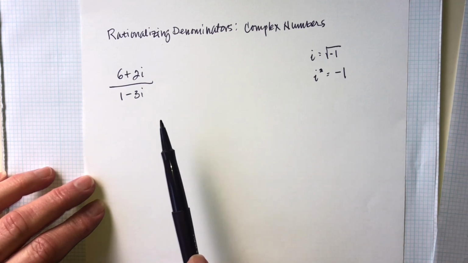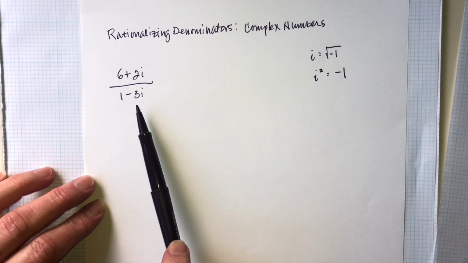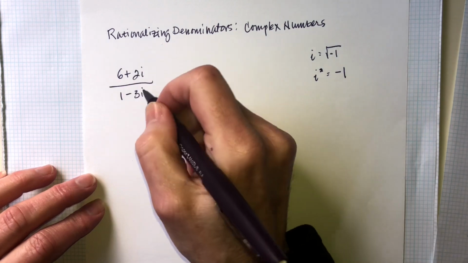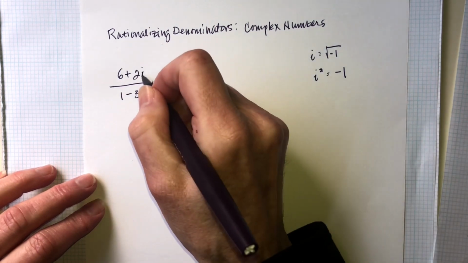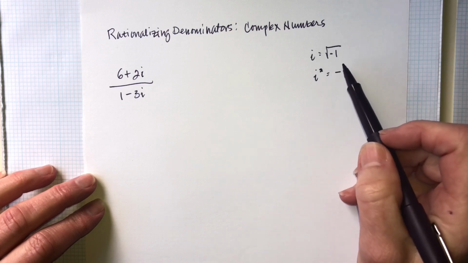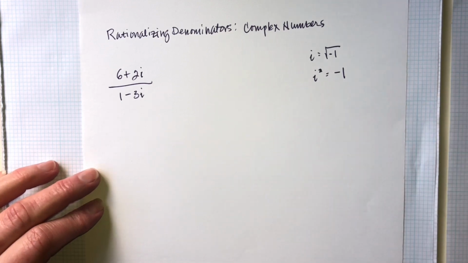And so we need to rationalize the denominator because recall that i, this little guy right here, and we've got an i up here, recall that i means square root of -1, and we don't like to have square roots in the denominator, so that's why we need to rationalize.